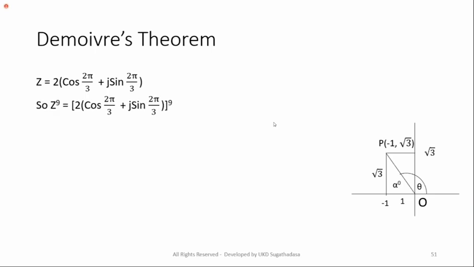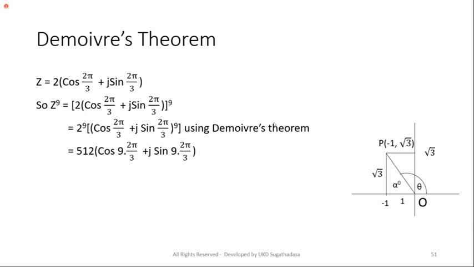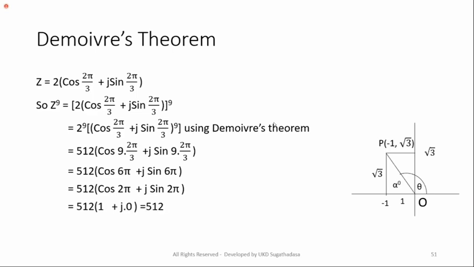Raised to the power 9 now. The 2 also to the power 9, and the other part to the power 9. Then you can bring the 9 there. This 9 can be brought here, and simplify. That is cos 6 pi. Actually, what is 6 pi? 6 pi is also 2 pi, no? Cos 2 pi is 1, sin 2 pi is 0. That is 512. See how simple this calculation is using this particular theorem.